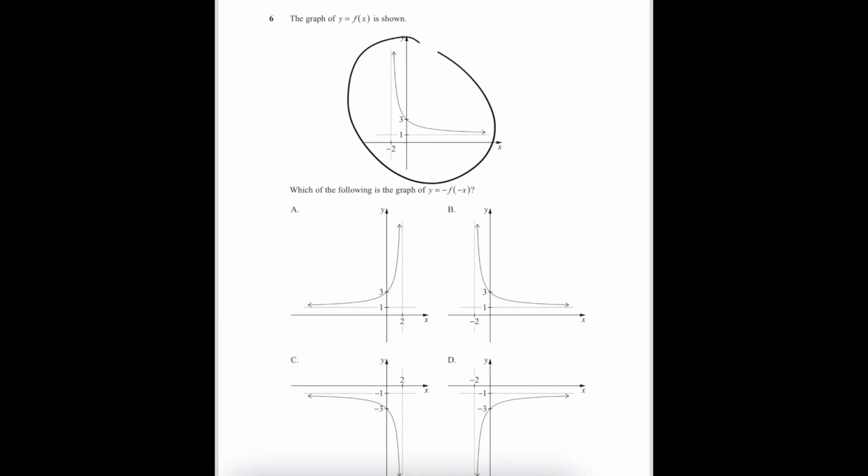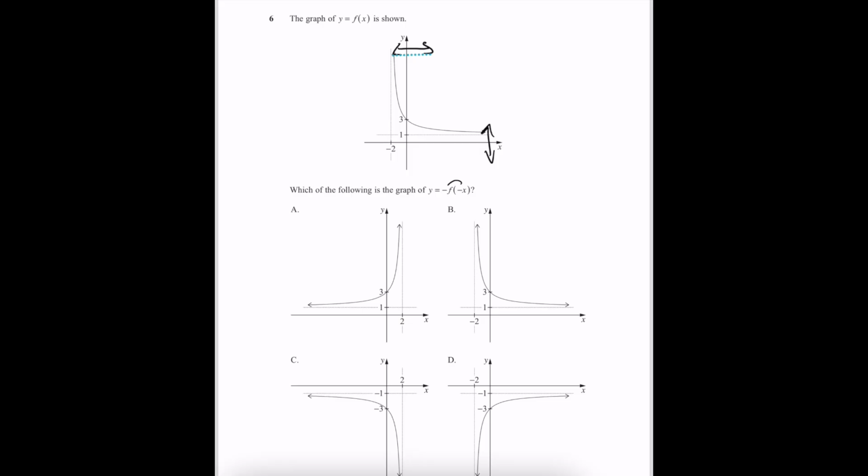Question 6 says the graph of y equals f of x is shown, and it gives us the graph over here. And the question is, which of the following is the graph of y equals minus f of minus x? So we've got two transformations happening here. F of minus x, which is essentially a reflection around the y-axis. And we've got the minus outside of the function, minus f, which is a reflection around the x-axis.